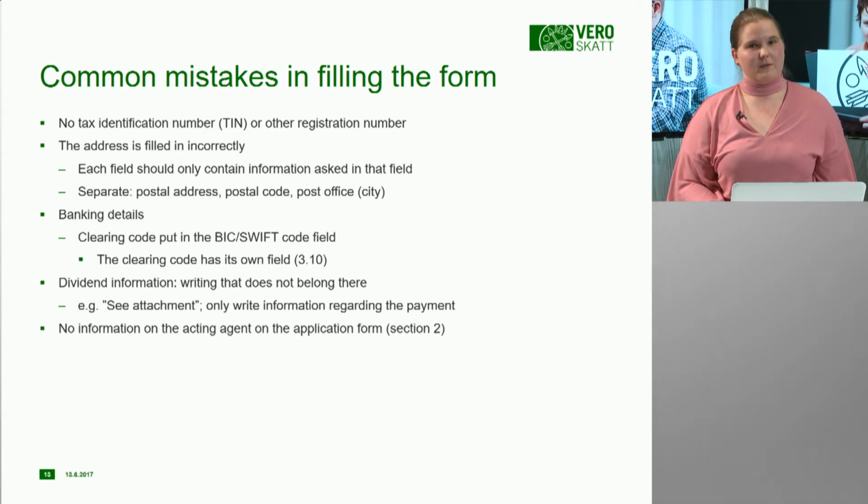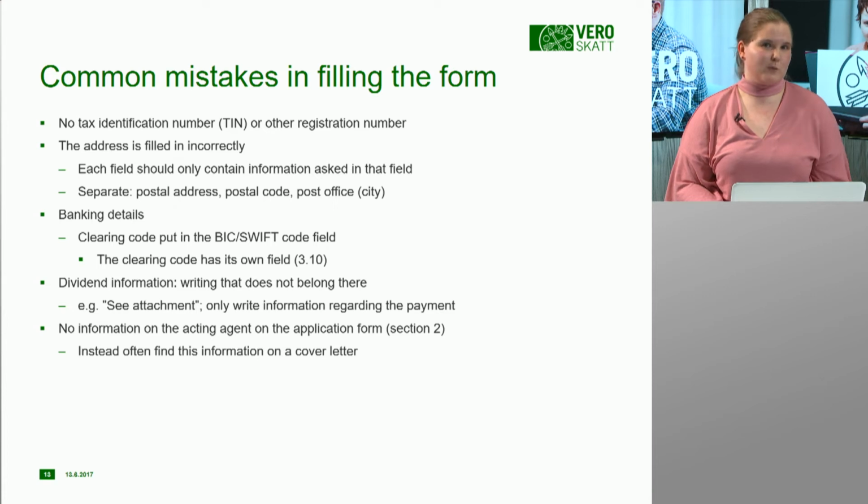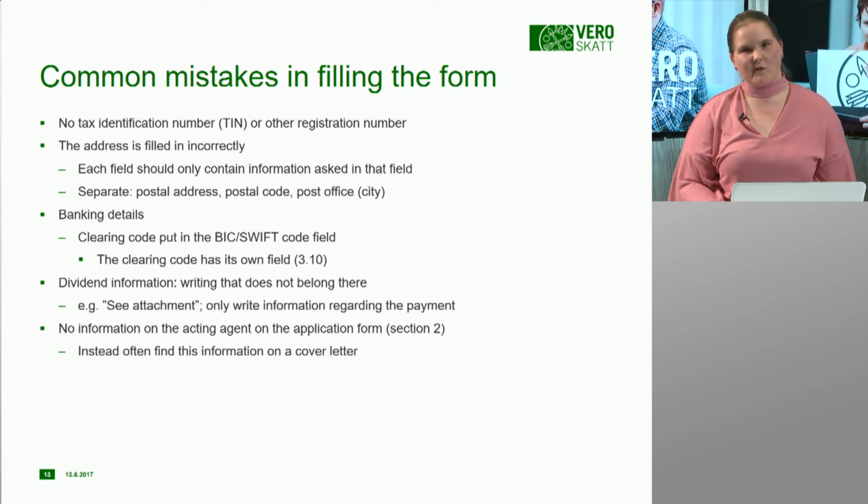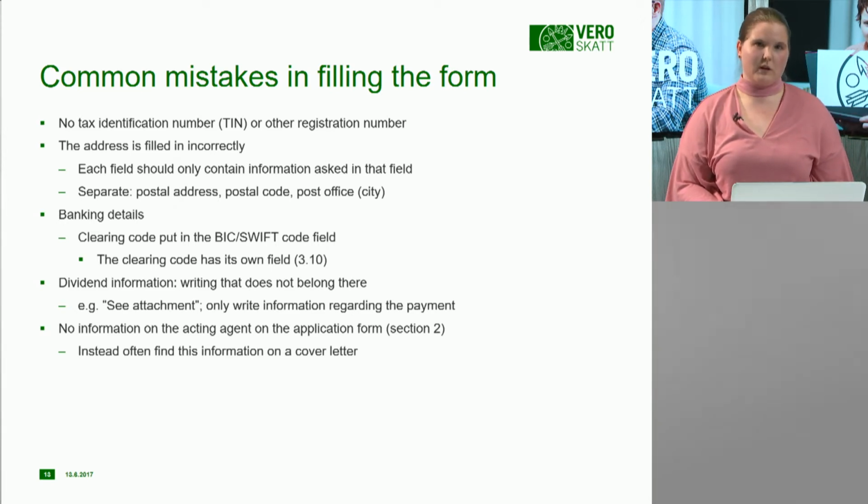Also, sometimes when we want to be in contact with you, we've often seen that there's no information on who your acting agent is. So that's section 2. Instead, often this information is on a cover letter. Now, cover letters are problematic for the form because it's optically read. So sometimes then the cover letter doesn't match with the QR code form. So that's why we would ask you to not use cover letters, as some information might be lost. All the relevant information should always be put on the form.